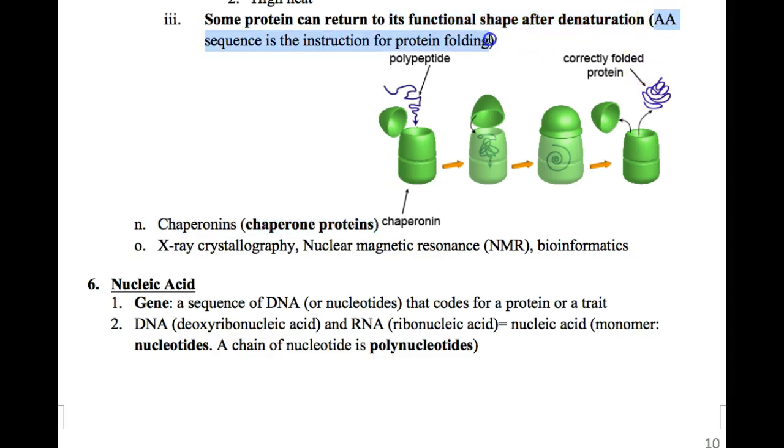You definitely 100% need to know that the amino acid sequence, which is determined by the DNA, is the instruction for protein folding, right? We call this a spontaneous process. I'm going to write this word right here because it's so important. Spontaneous. This whole protein folding process is a spontaneous process. It can happen on its own, only based on the amino acid sequence.